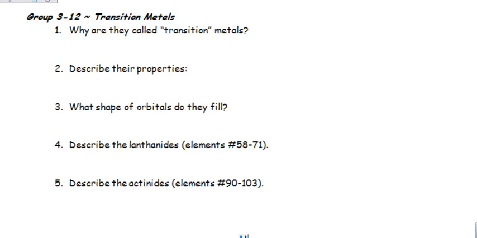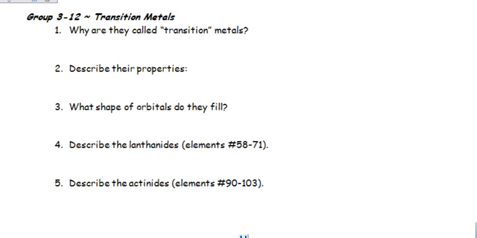Continuing with groups on the periodic table. You're probably thinking this is going to take forever. Good Lord. The last video, we got through groups 1 and 2. I've got 18 groups. Oh, this isn't so bad. We're going to lump groups 3 through 12 together and call them the transition metals.